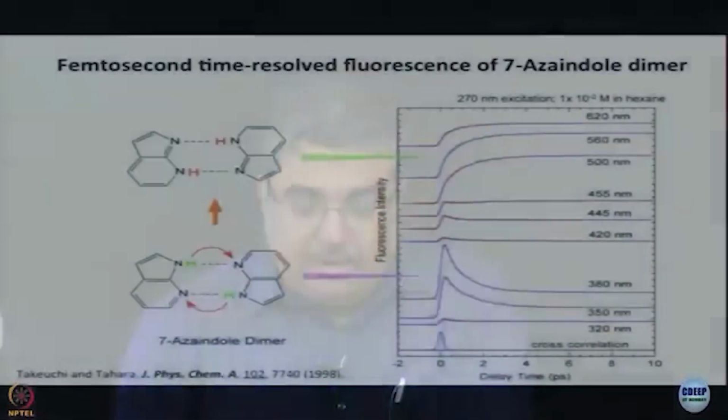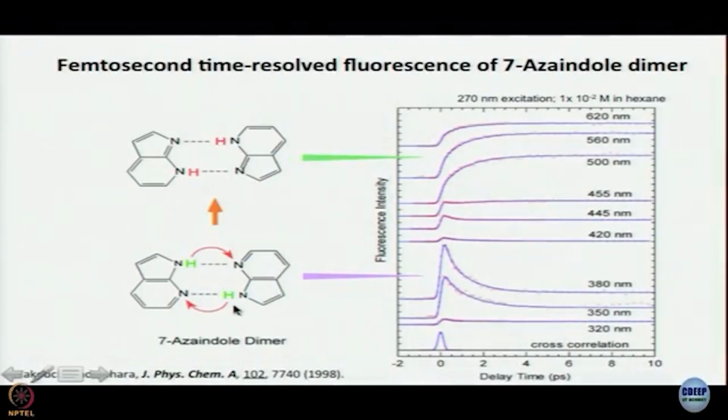Okay. So, if that is the case, then in the region of the non-proton transferred locally excited dimeric excited state, you expect a fast decay, and in the region of emission of the proton transferred dimer, you expect to see a rise. This is the expectation, and that is what they saw. So, let us go through the data a little carefully.